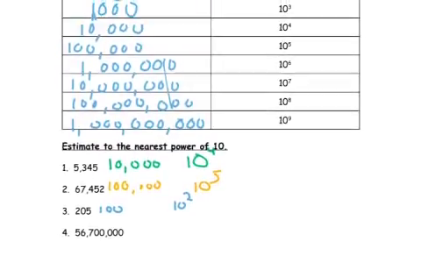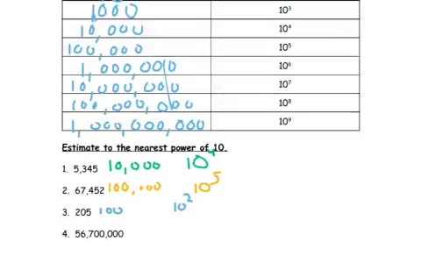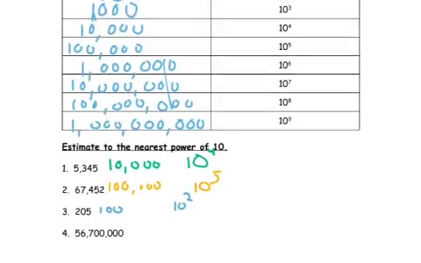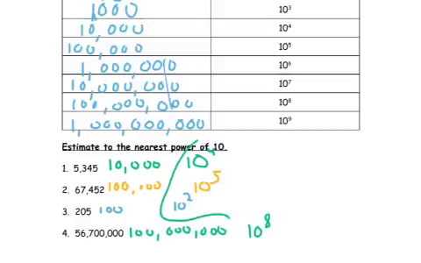And 56,700,000 is going to be closer to 100 million as opposed to 10 million. So 100 million would be rewritten as 10 to the 8th power because I have 8 zeros. Please remember on your test, if I'm making you estimate to the nearest power of 10, you just include your powers of 10. So these would be my answers on my test. Feel free to write in this information to help you, though.